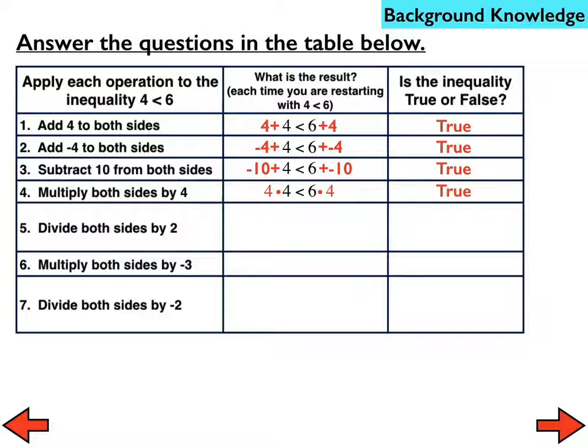Multiply both sides by 4. Still true. Divide both sides by 2. Still true. Multiply both sides by negative 3. That will give me negative 12 is less than negative 18. That's not true. That's false now. And if I divide both sides by negative 2, false. Negative 2 is less than negative 3. That's not true. So if you remember, there are only 2 that are false. What did we do? What was different here? Go ahead. Good. Right, we multiplied or divided by negative.